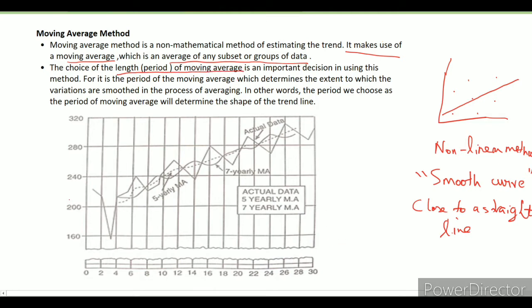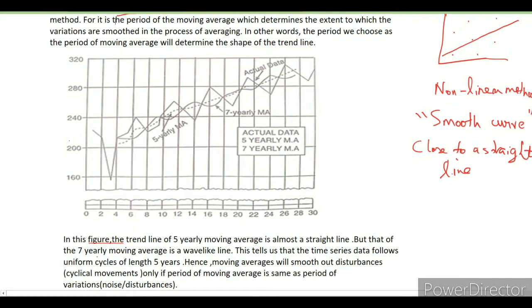So let us take a look at an example. If you look at this diagram, we have the actual data and we're fitting a 5-year moving average to this data and also a 7-year moving average. Let me show you the actual data. When you plot the data on the graph, this is how the actual data looks. The actual data is represented by an orange line. Let me mark that here.